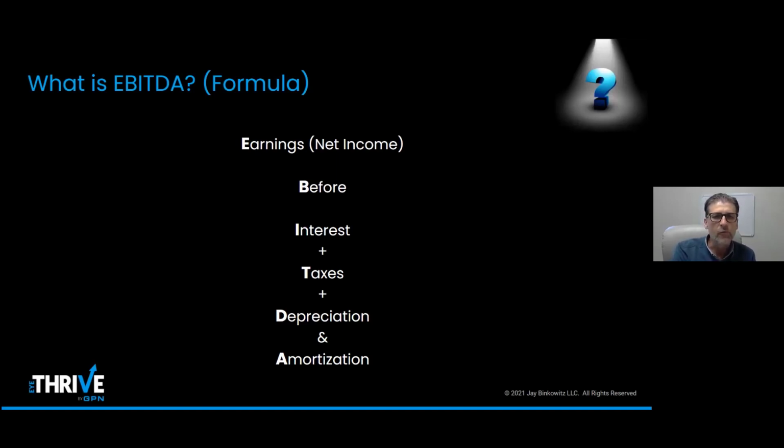It also considers it before taxes are paid because, believe it or not, our CPAs can get super creative about our tax liability. And so our tax burden can change based on the aggressiveness of our CPAs. So we want to remove the tax consideration in the formula. And then the last things that are not considered are two non-cash expenses called depreciation and amortization. So we're essentially looking at the earnings of the business before we take into consideration the impact of interest, taxes, and the two non-cash expenses, depreciation and amortization.